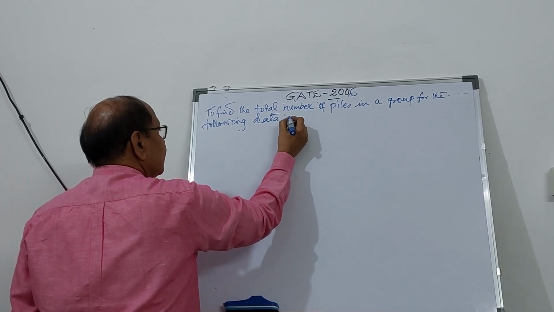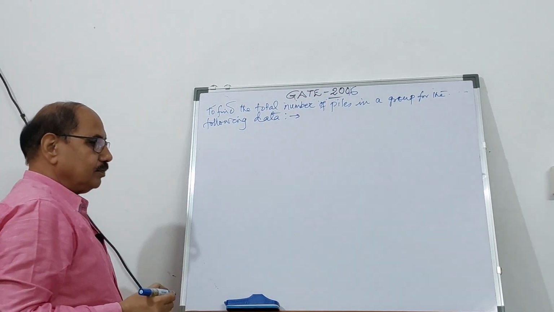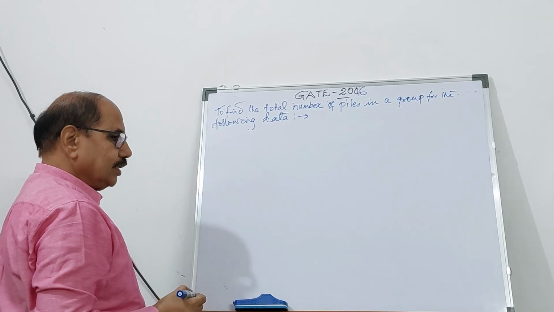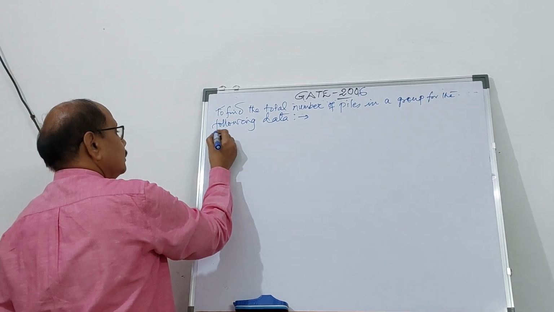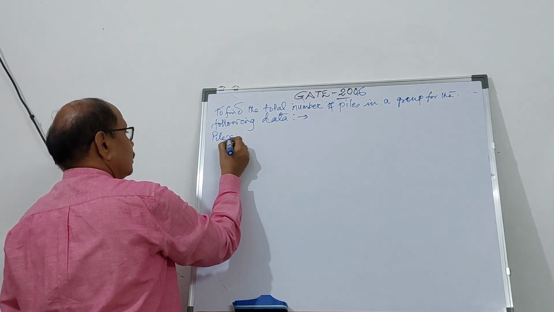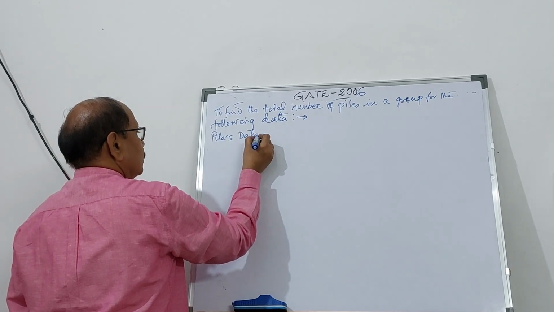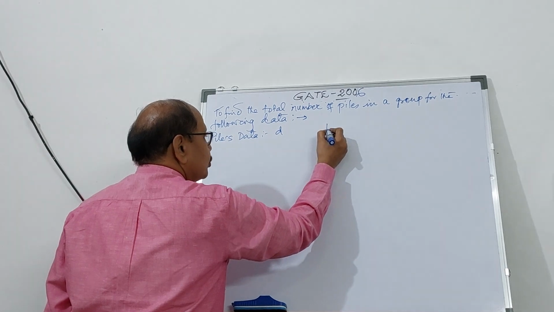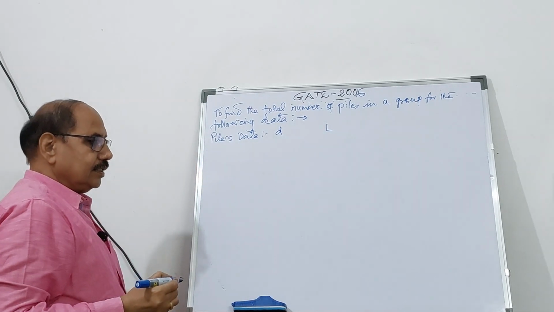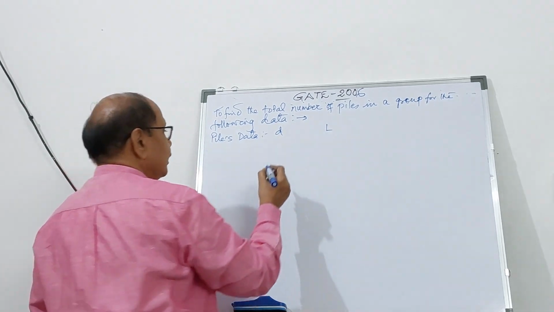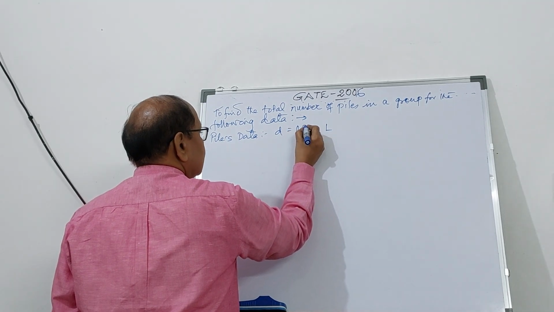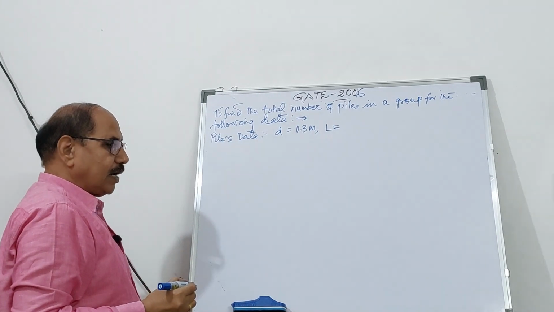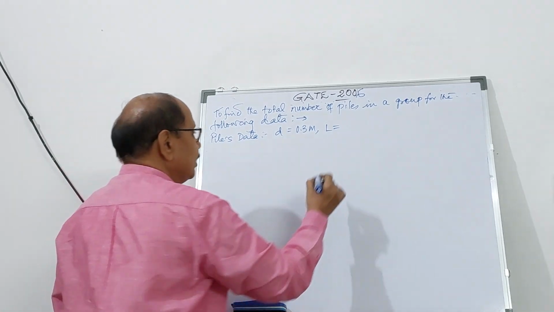This is the GATE 2006 problem. So what are the data? They have given you the pile data. The diameter is given, and also the length is given. The diameter is 0.3 meter, and the length of the pile is also given to you as 10 meter.